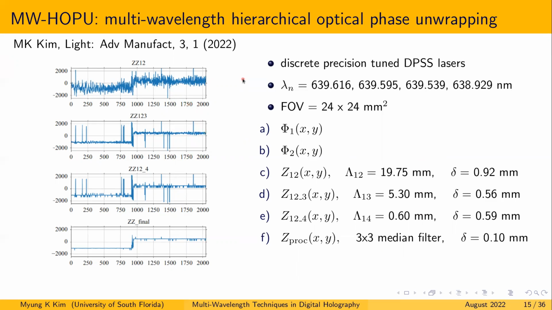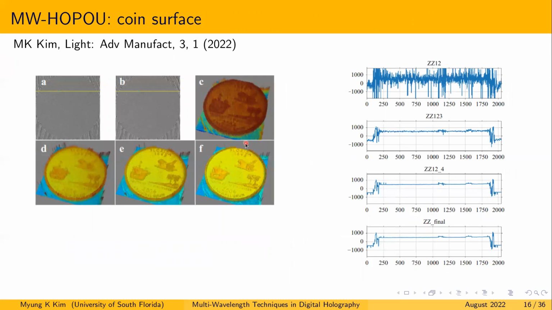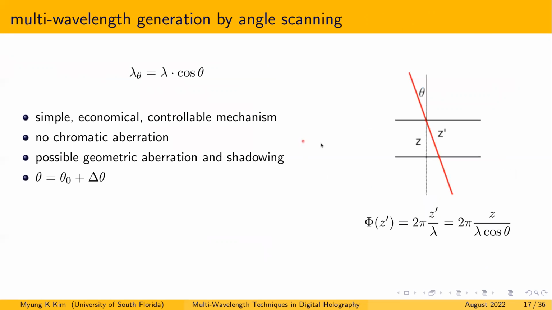Okay, this is same data in cross-section. And this is an example of the surface profile of a coin from the same experimental setup. Now, instead of using multiple lasers or a tunable laser, a similar effect of multiple wavelength generation can be achieved by scanning the illumination angle of the object surface.